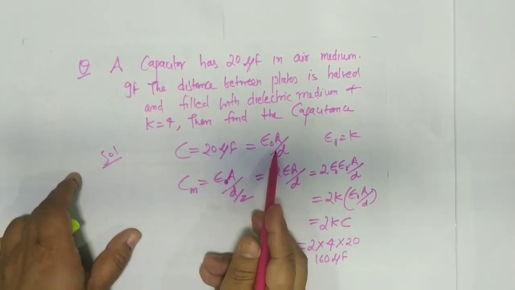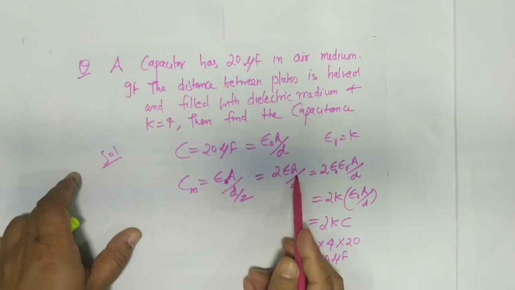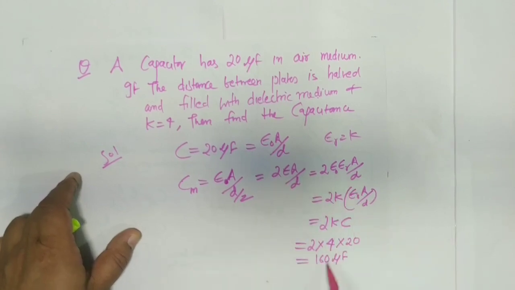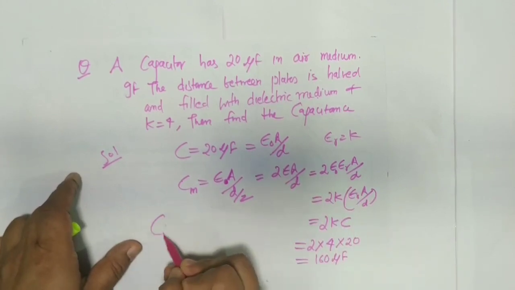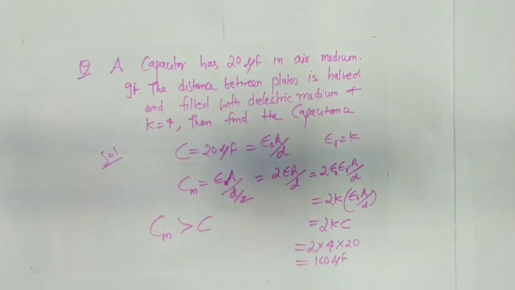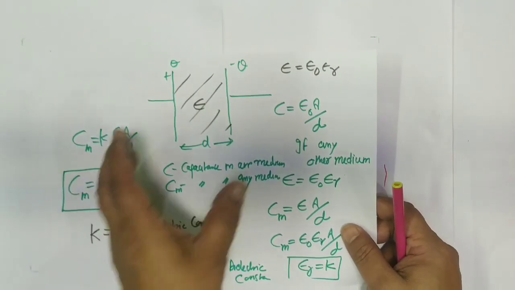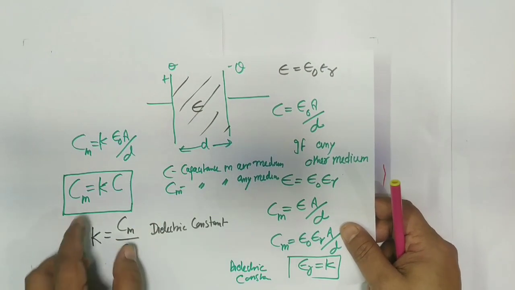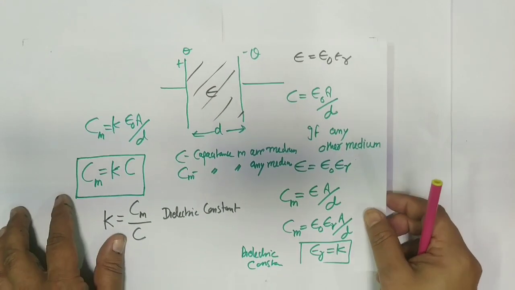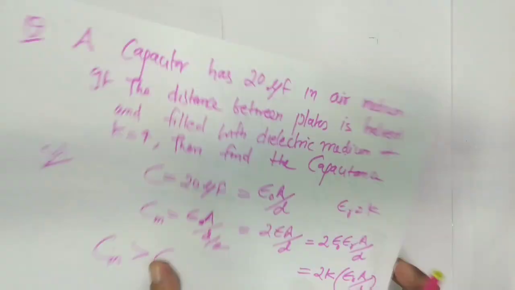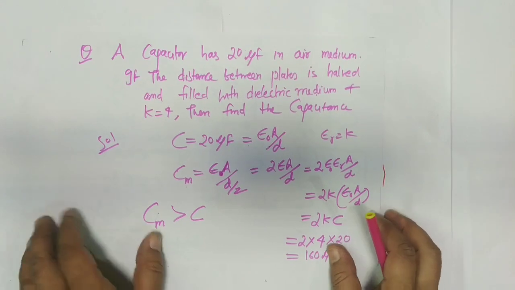You see here, this was in air medium, this was in any medium. Then you halved the distance between the plates. So do you know Cm is greater than C here? So this is how the capacitance is increased from air medium. So finally, for the parallel plate capacitor, you know that if it is filled with any medium, Cm will be K times C. K is this, and this is how we calculate the capacitance of any medium.